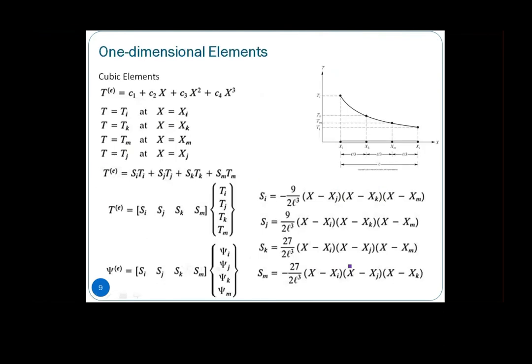Then cubic is basically the same, everything the same, just that you have 4 unknowns, so you need 4 nodes in one element to determine the C1, C2, C3, C4 unknowns. So if you rearrange everything in terms of shape function, then you have SiTi plus SjTj plus SkTk plus SmTm. In matrix form it will be something similar like this, or in general parameters, it will be like this. So this Si, Sj, Sk, Sm also can be obtained using the Lagrange interpolation functions, right?